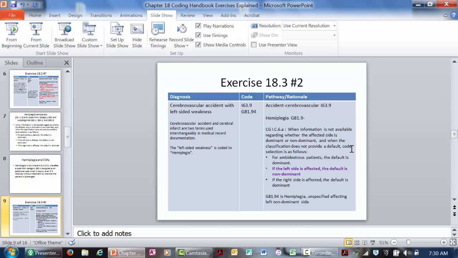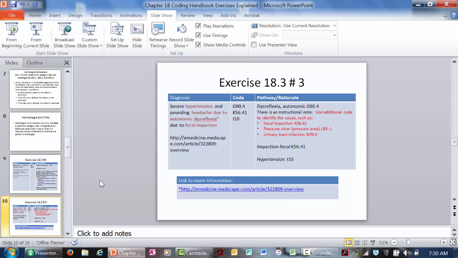When information is not available regarding the affected side, and when the classification doesn't provide a default, how do you code it? And in this case, we're looking at left-sided weakness. So we go to this part of the guideline. If the left side is affected, the default is non-dominant. So the final code, G81.94, is hemiplegia unspecified affecting the left non-dominant side. That's how we get to this code.